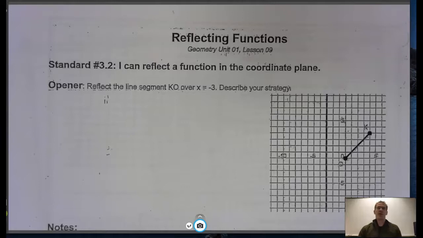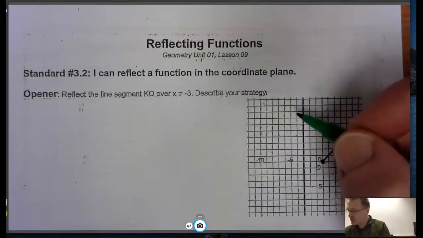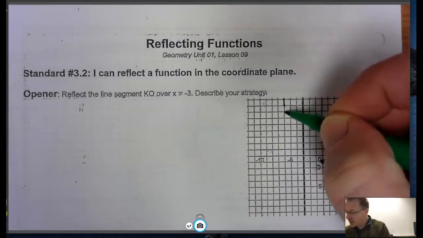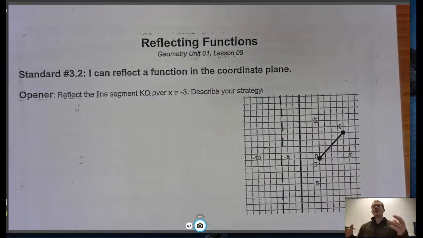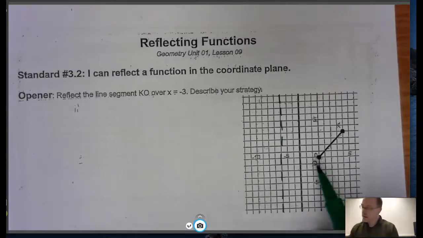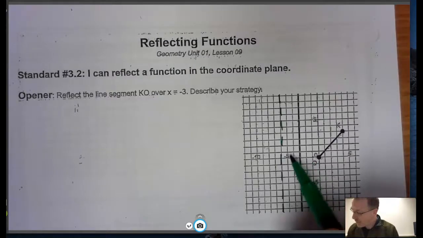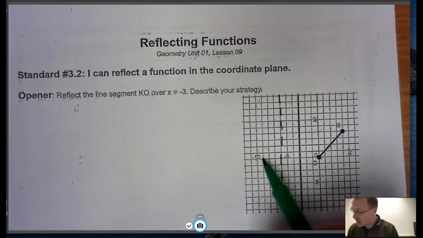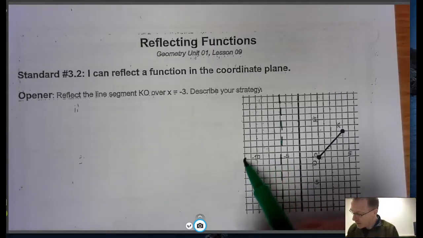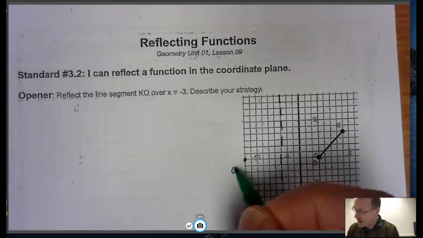All right, so when you did this problem, we want to reflect KO over x equals -3. So I'm going to just go ahead and draw that vertical line in. So there's x equals -3 right here. All right, and hopefully you remembered that when we do a reflection, it's an isometry, so distance is preserved. So however far a point is from your line of reflection, it's going to be the same distance on the opposite side. So since O is 1, 2, 3, 4, 5, 6 to the right, O prime will end up 6 to the left. So 1, 2, 3, 4, 5, 6. So we barely get O prime on our graph here.